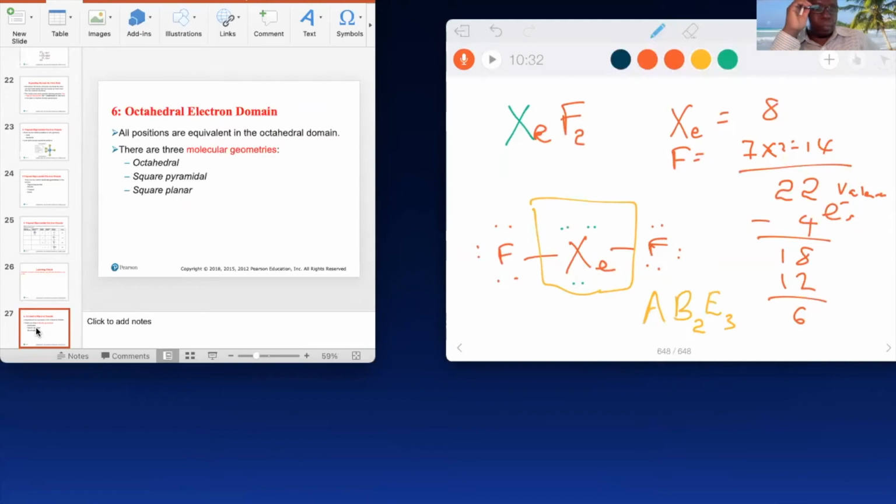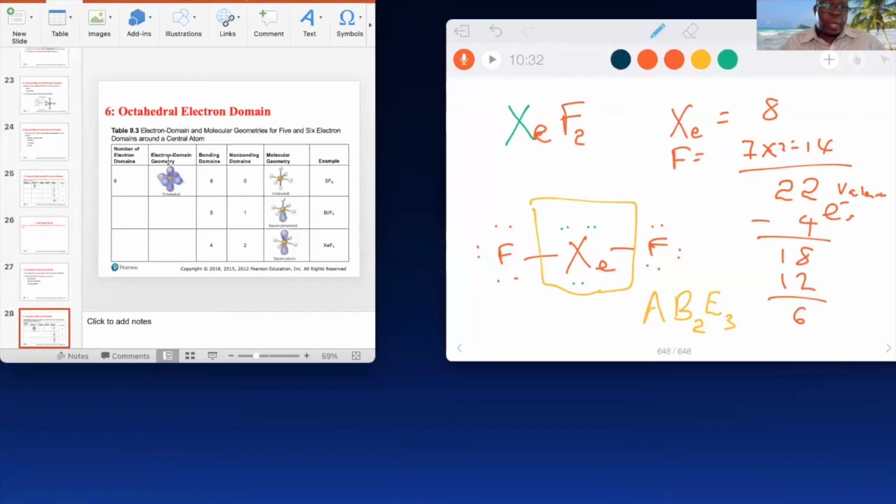Last here is the electron domain geometry with 6 sides. Octahedral for 6 sides, and the molecular geometry can be octahedral, can be square pyramidal, or square planar, based on where the lone pairs are. So there are 6 electron domain geometries you need to remember.